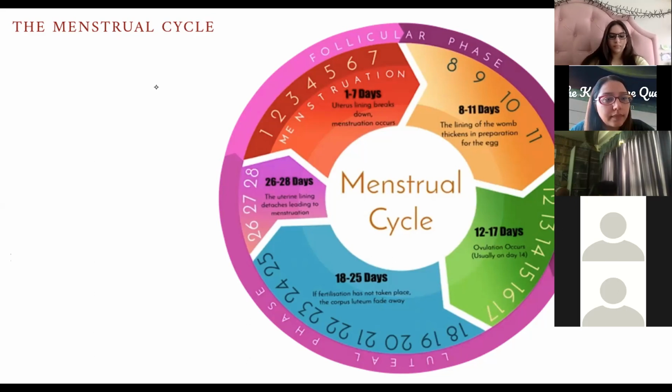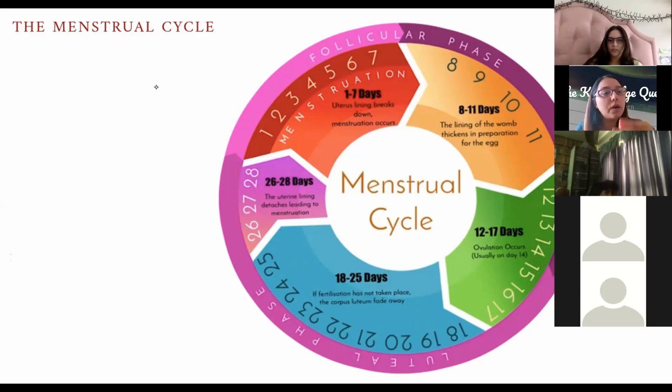The corpus luteum fades away. That corpus luteum forms only because it is preparing the uterus for the pregnancy. But if that doesn't happen, the corpus luteum needs to fade away. So in these days, we know that fertilization did not occur, and the corpus luteum will slowly fade away. Now you will see how we will relate this to the hormonal changes also. So later, not right now, later.